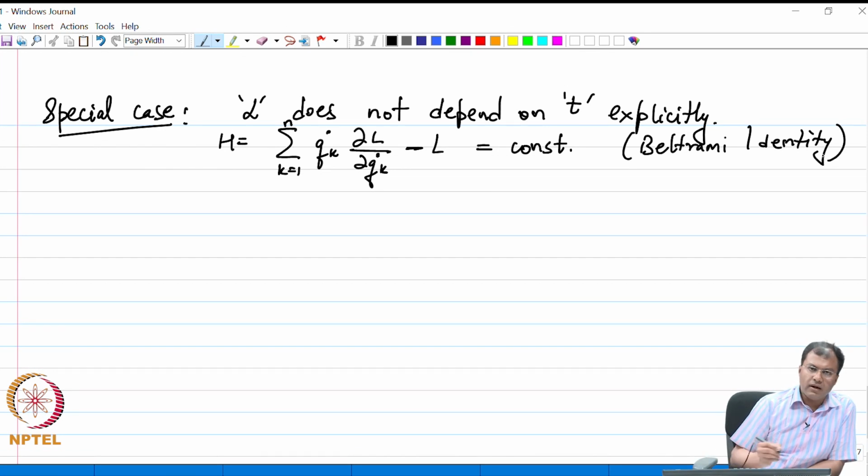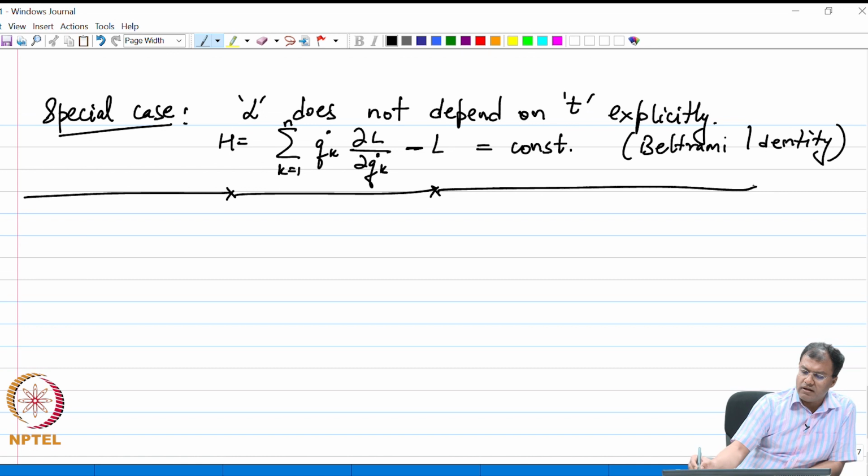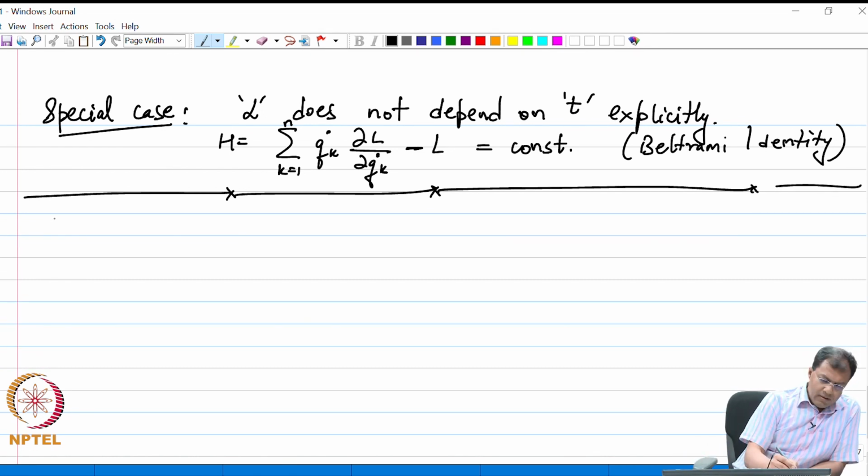For the n variable case, right. So, let us look at an example of this special case scenario. The example involves motion of a free particle.